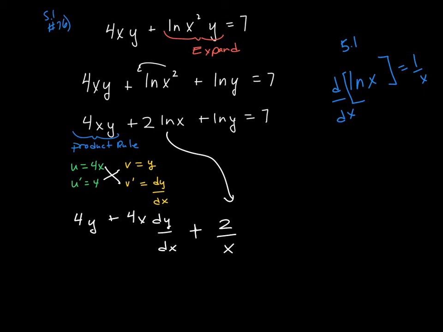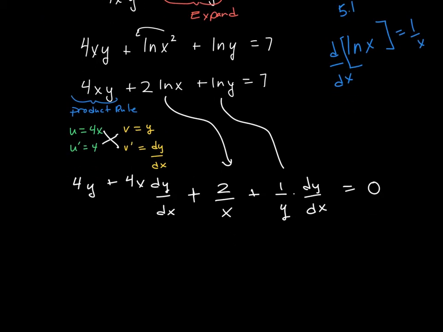Same thing with the natural log of y. The natural log of y is going to just be 1 over y. That's the derivative. But because it's implicit differentiation, I need to have dy dx, the derivative of y with respect to x, and the constant term is just 0.